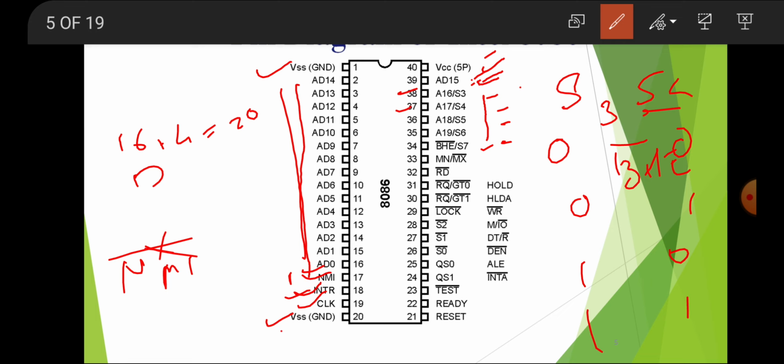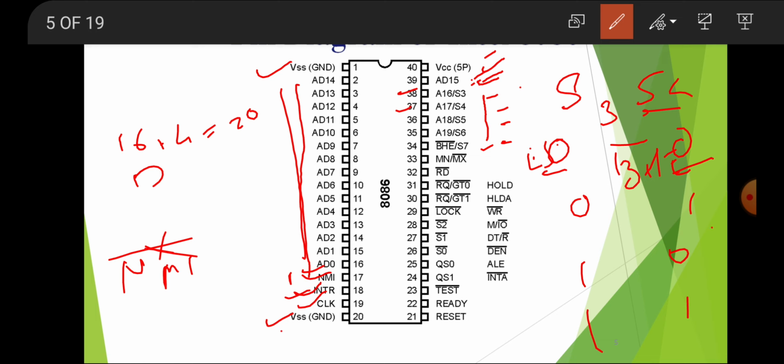Suppose S3 and S4 are 0 0, that is ES, the extra segment. When you want to access the extra segment, you set S3 and S4 to 0 0. Now if you want to access the stack segment, you can set S3 to 0 and S4 to 1.